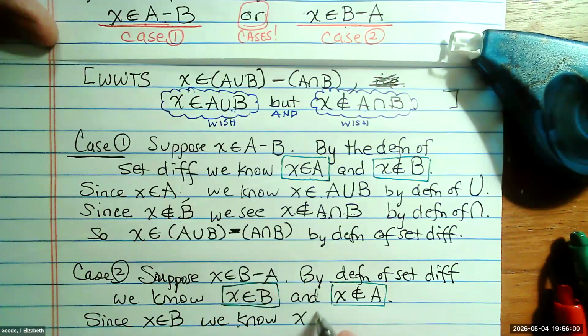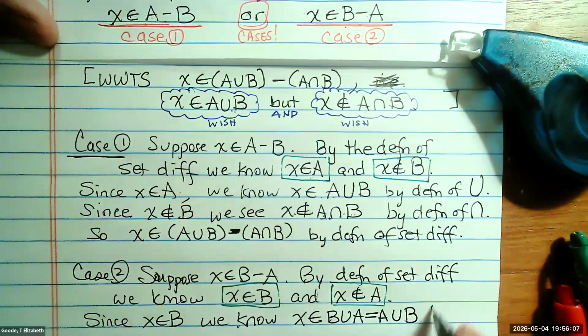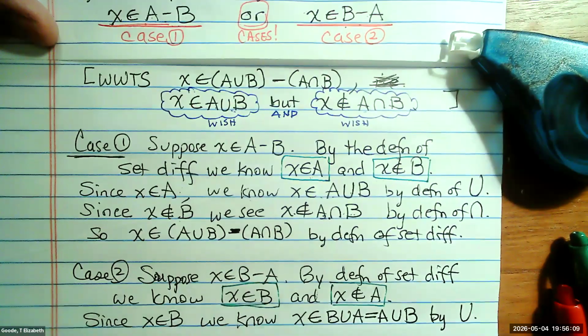You can say B union A, but that's equal to A union B by the union property. And the other one is going to be that X does not belong to A.